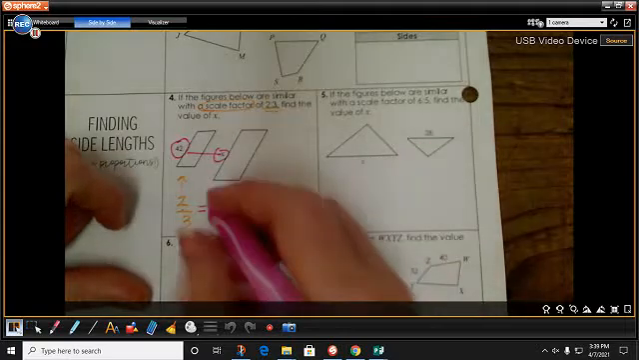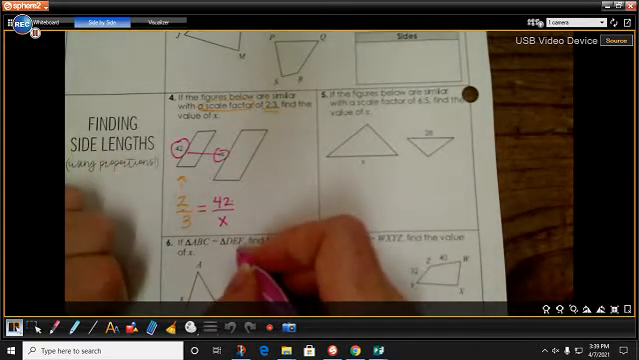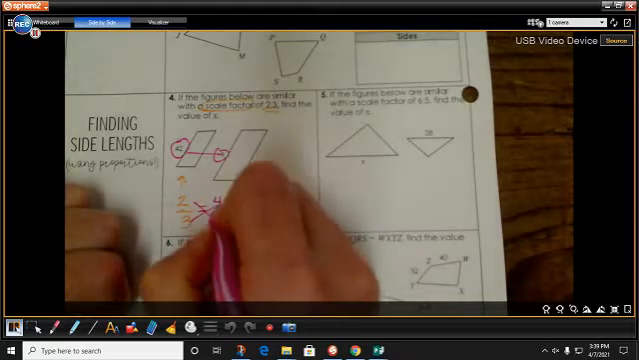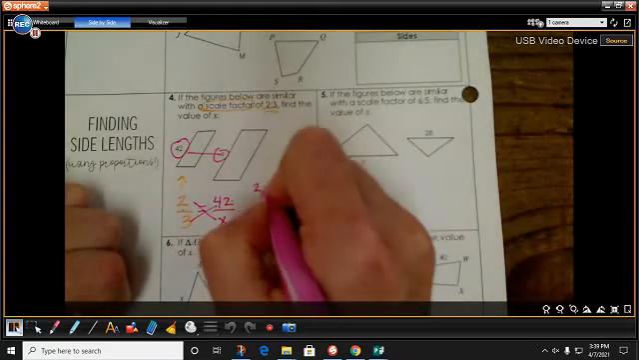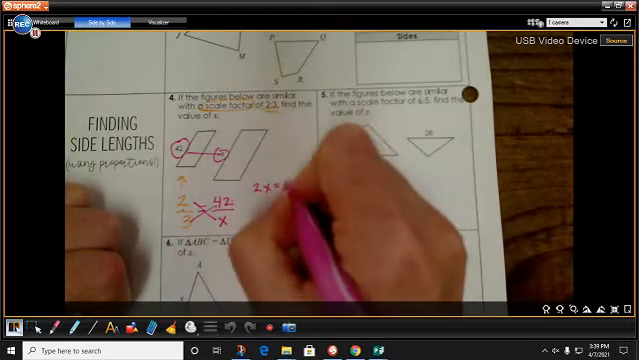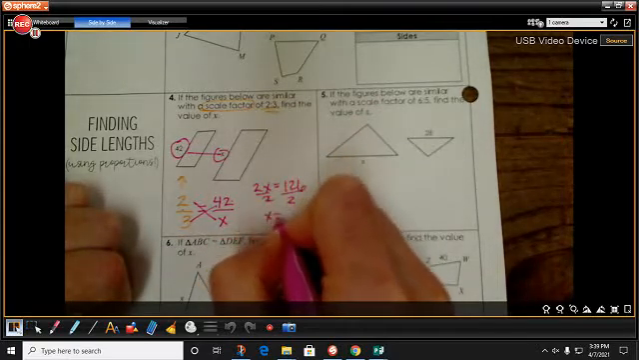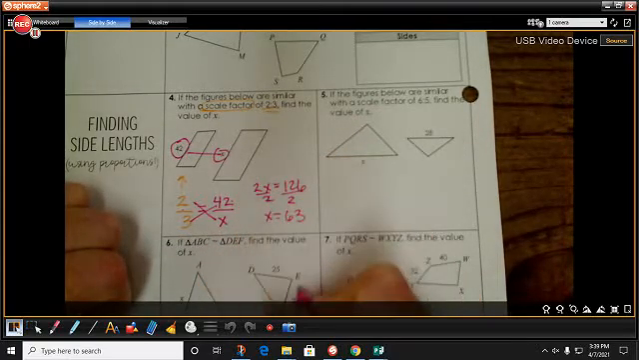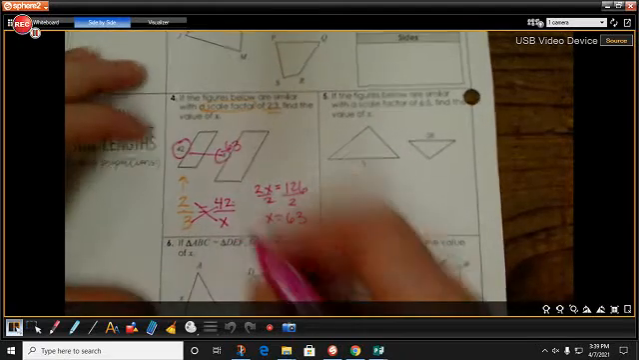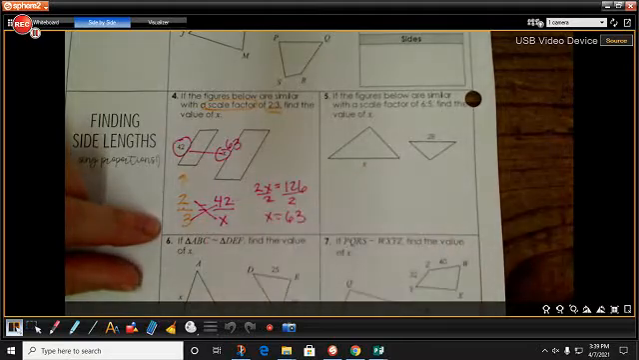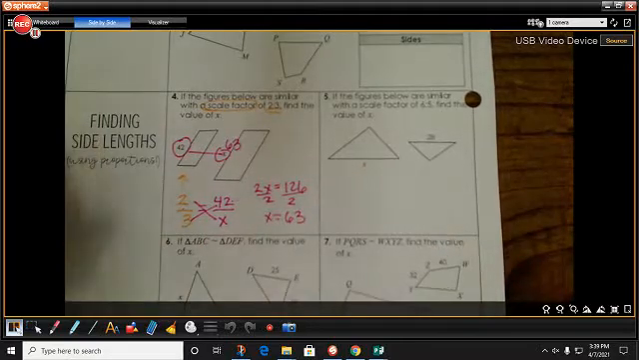Well, I can now use that cross product to find the missing side on my figure. So I'm going to cross multiply here, and I'll have 2x equals 126. And when I divide that out, x comes out to be 63. So I know that this side is 63, which makes sense that 42 out of 63 would simplify back down into our scale factor of 2 to 3.